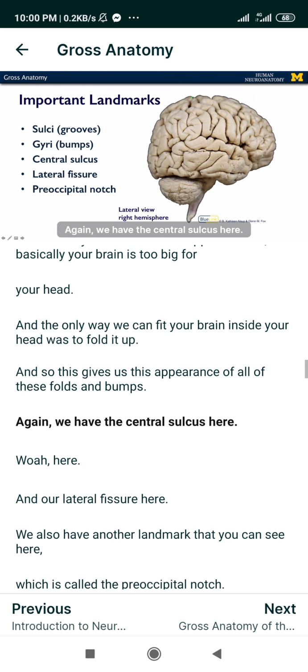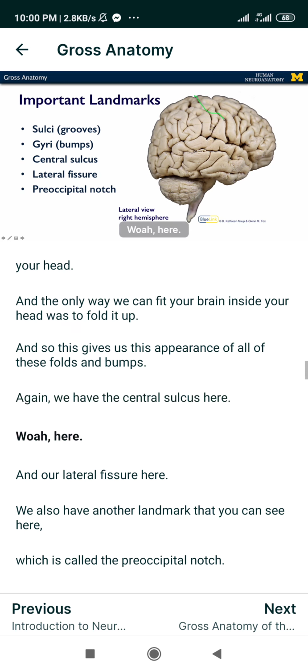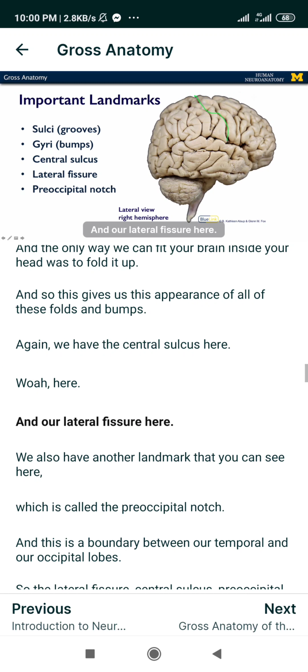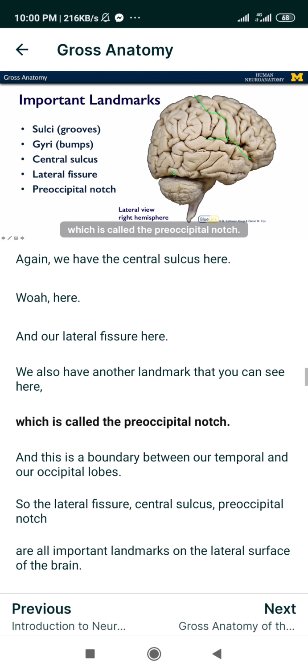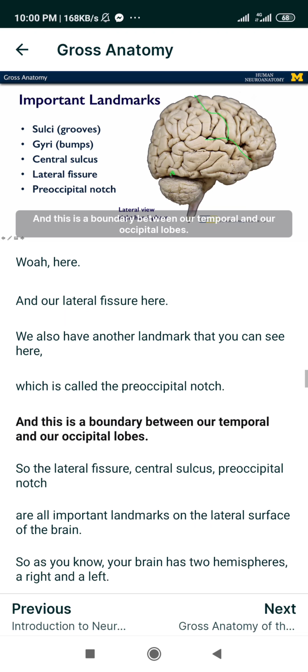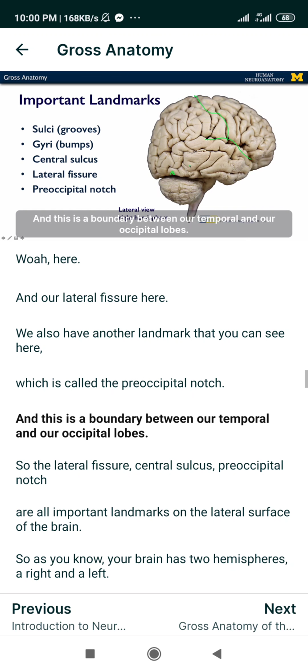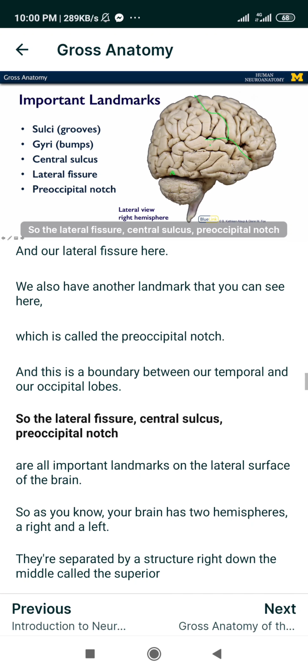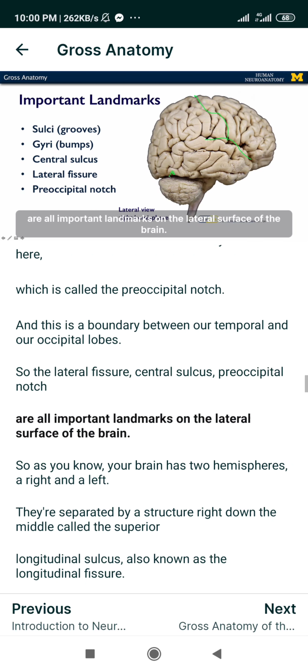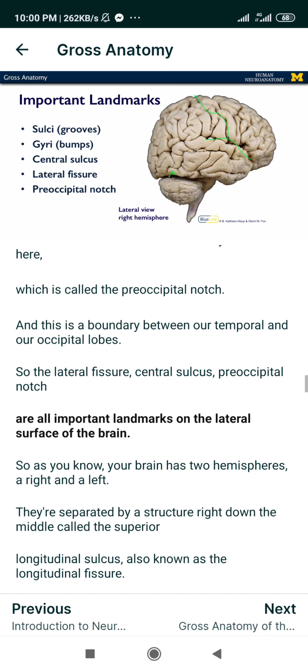Again, we have the central sulcus here, and our lateral fissure here. We also have another landmark that you can see here, which is called the preoccipital notch. And this is a boundary between our temporal and our occipital lobes. So the lateral fissure, central sulcus, preoccipital notch are all important landmarks on the lateral surface of the brain.